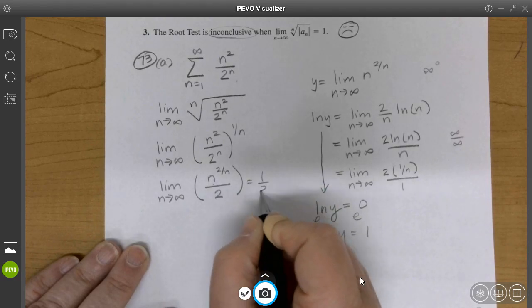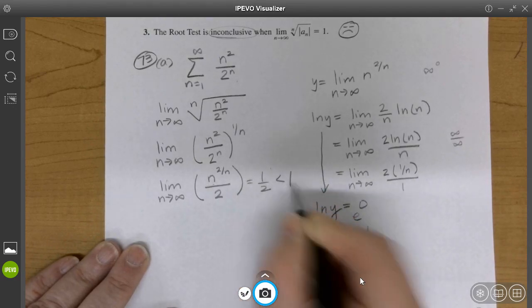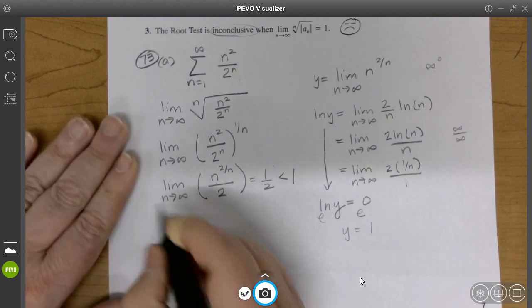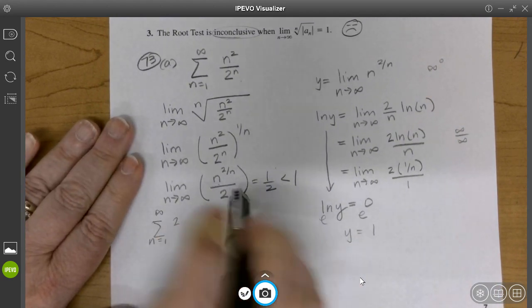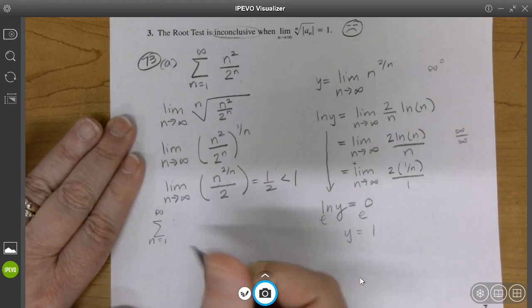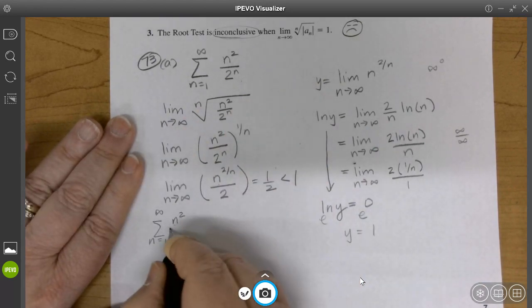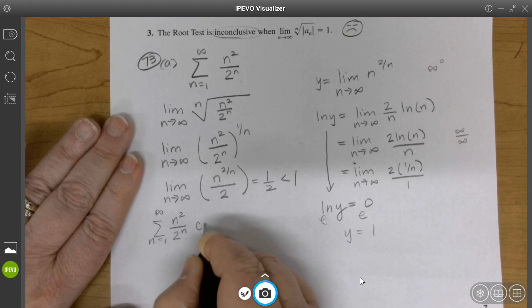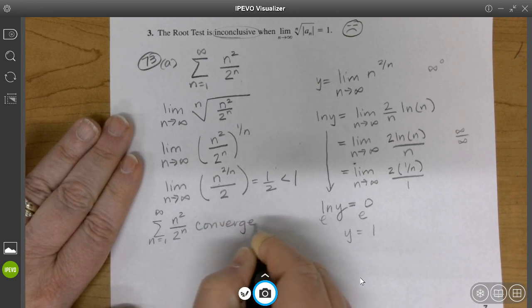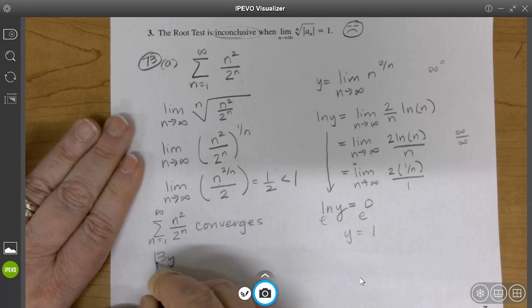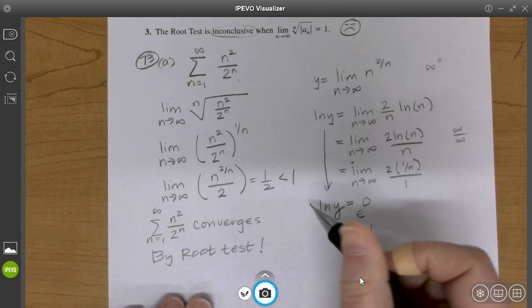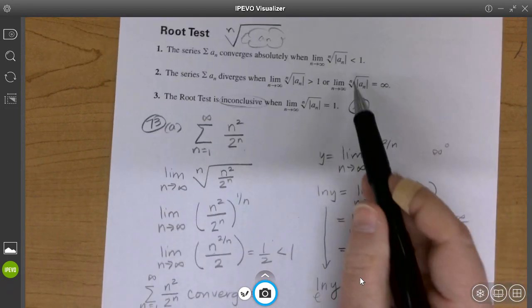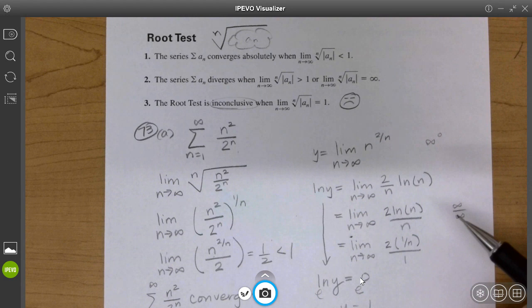So this goes to 1/2, which is less than 1. And I can say then that the sum from n equals 1 to infinity of n squared over 2 to the n converges by the root test. And the root test says convergence if your limit is less than 1.